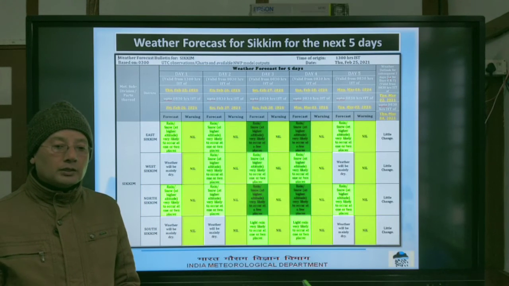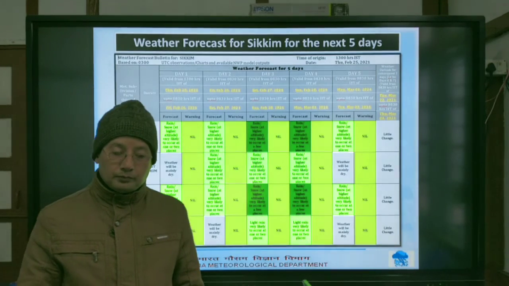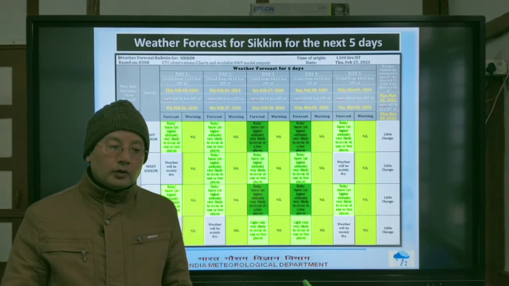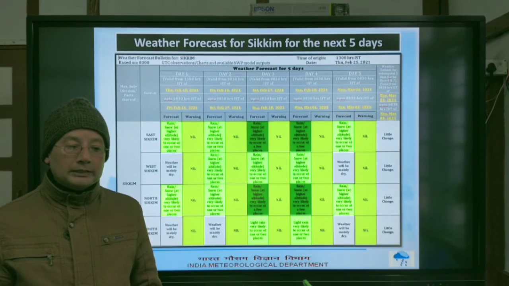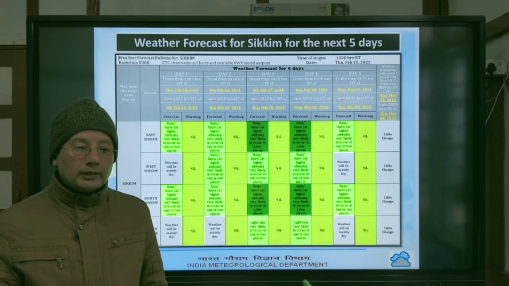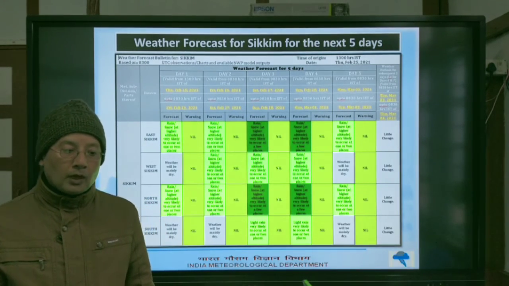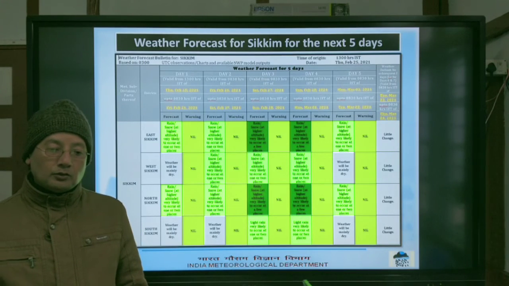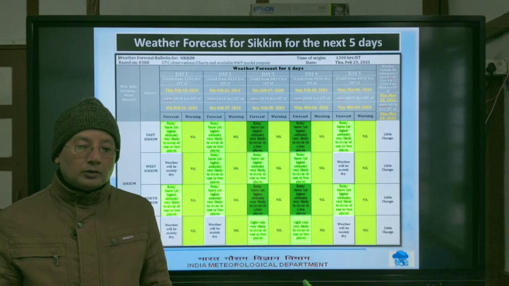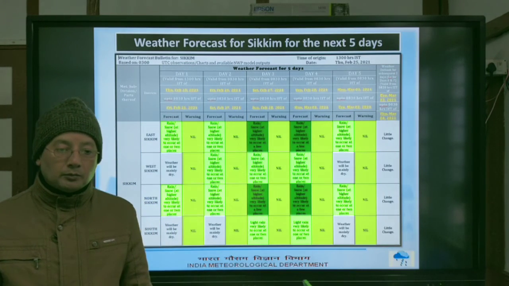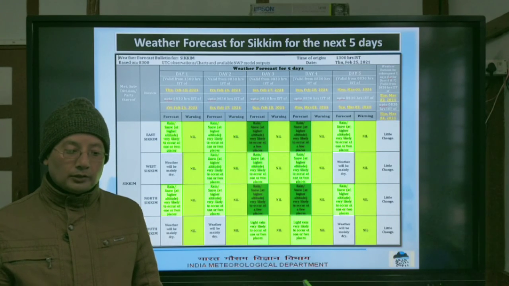Lastly, we have weather forecast for Sikkim state for the next 5 days. As you can see from the table, rainfall and snow at higher altitude is expected in East and North Sikkim on all 5 days, that is from 25th February till 1st March. And West Sikkim is expected to be mainly dry on 25th and 1st March, and on 26th, 27th, 28th we are expecting light rainfall or snow at high altitudes.